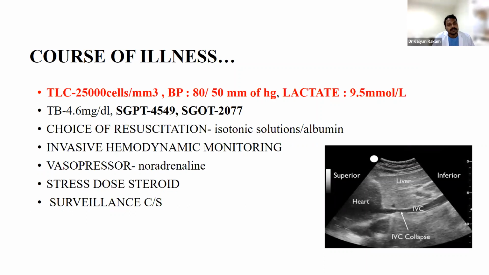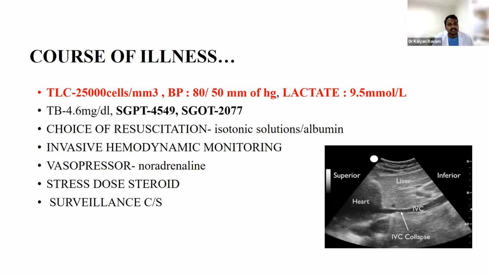Usually whenever the patient presents this way, initially we would resuscitate him with fluids, isotonic solutions, and also albumin. If the patient's BP is so low, he would require invasive hemodynamic monitoring to secure an arterial line, and immediately start vasopressors; noradrenaline is the vasopressor of choice. We start to increase the blood pressure.